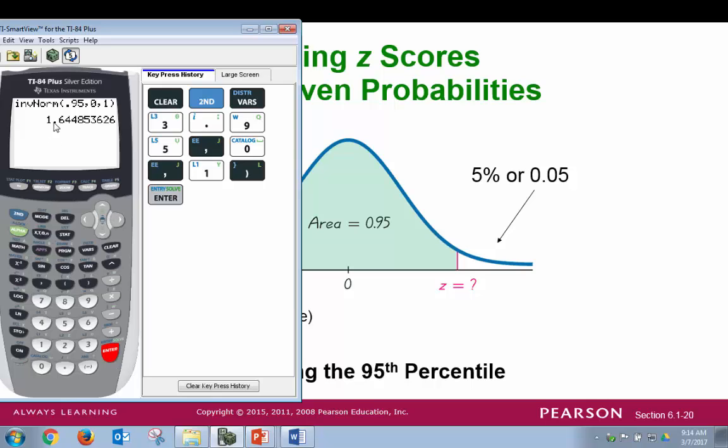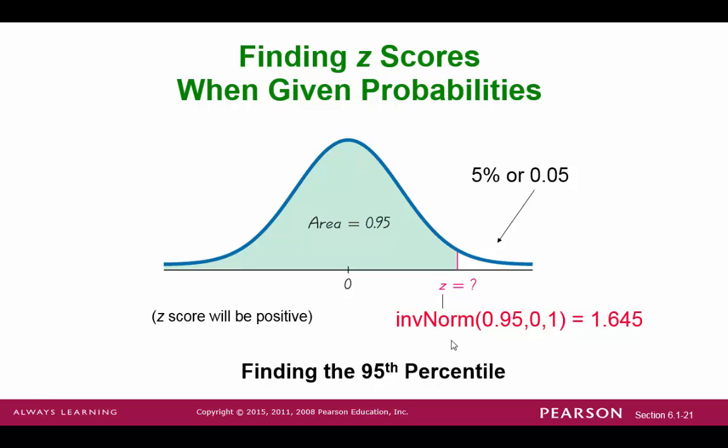we will get a value of 1.6448. Now generally we want this rounded off to 2, maybe 3 decimal places, and so we would round off to 1.645. This actually is a special value, a critical point value that will be used a lot. We'll come back to that in the next few sections.